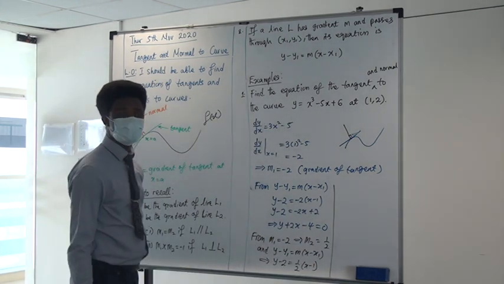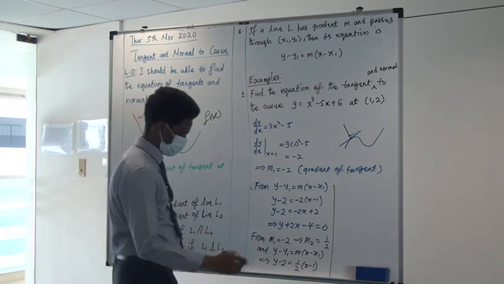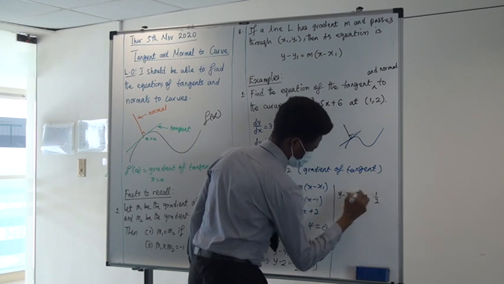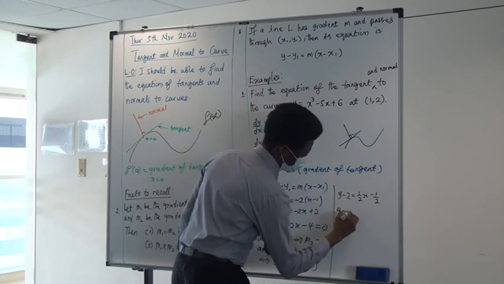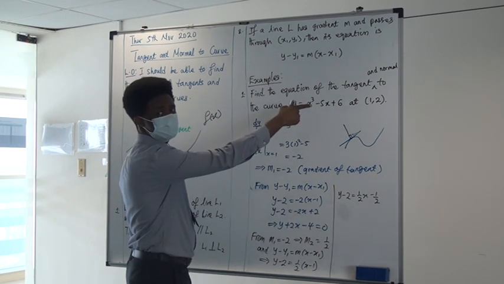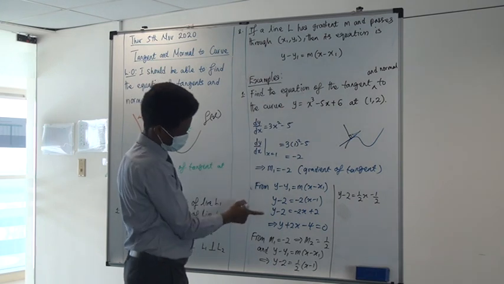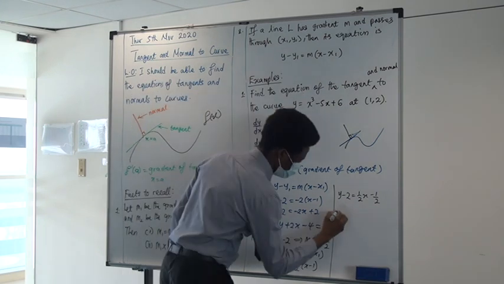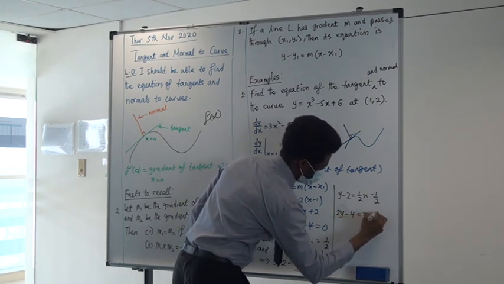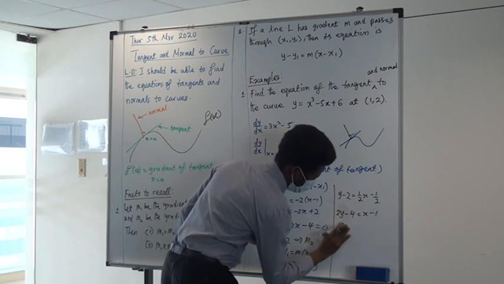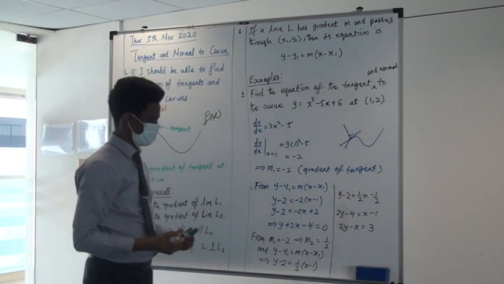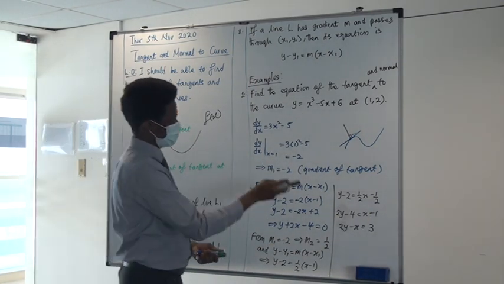I want you to bring out your computer. Go to Desmos. y minus 2 equals half x minus half. Clear the fraction, 4x and 2x. In Desmos, put this curve, put this equation, and put the one I'm about to deduce. So put these three, the curve, this one.